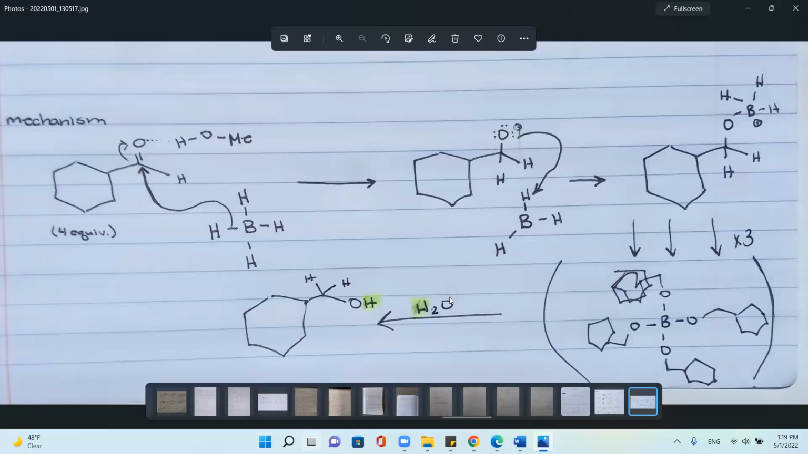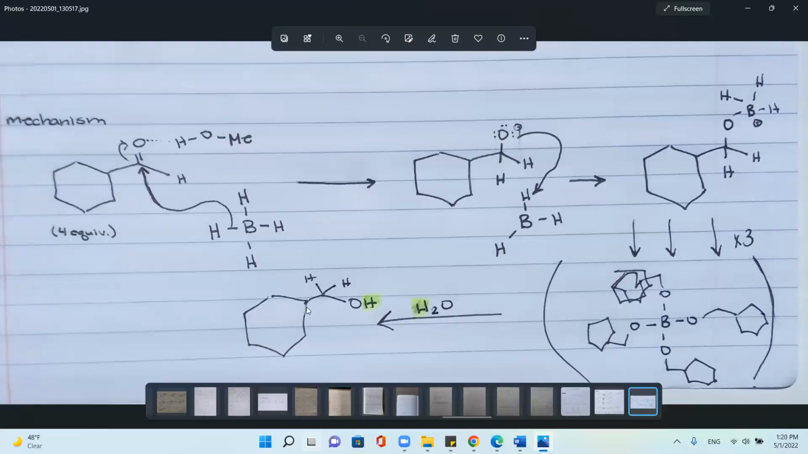And then for our workup, we will have water or some sort of acid, sometimes H3O plus or H2SO4. Doesn't really matter. We just need a hydrogen. Depends on the reaction, I suppose. It does matter. But this will hydrate that oxygen, giving us an alcohol.